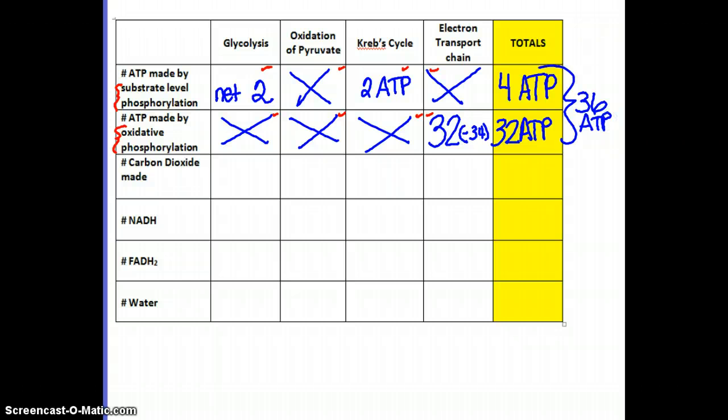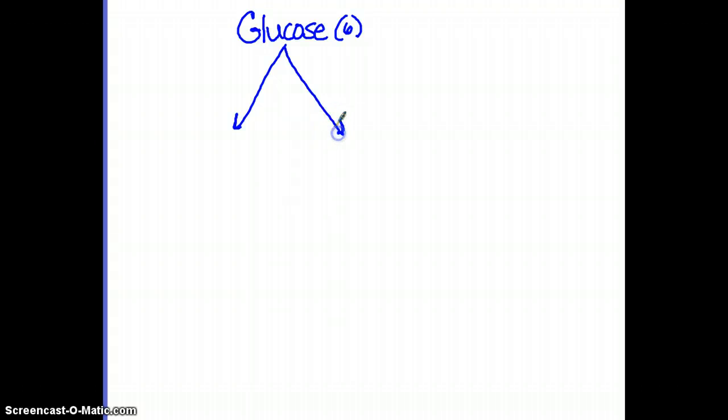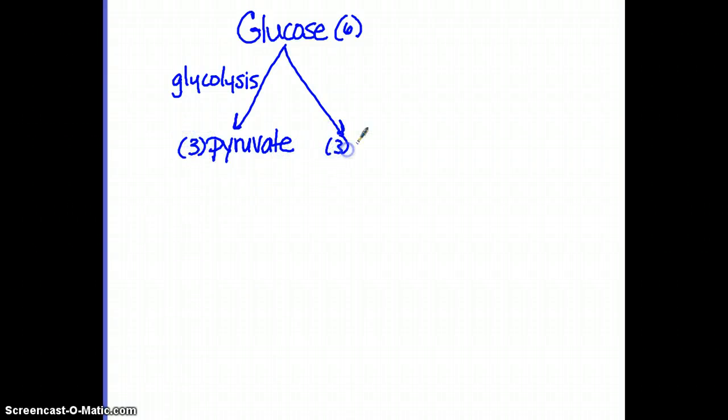Now, let's go to another slide, and let's do a little walkthrough showing where these ATP are being generated. So, we started with glucose, and glucose has 6 carbons. Our first step in the cytoplasm was glycolysis, the splitting of glucose. At the end of this process, glucose has basically been broken in half into 2 pyruvates, and pyruvates are 3 carbon molecules. So here's our 2 pyruvates.